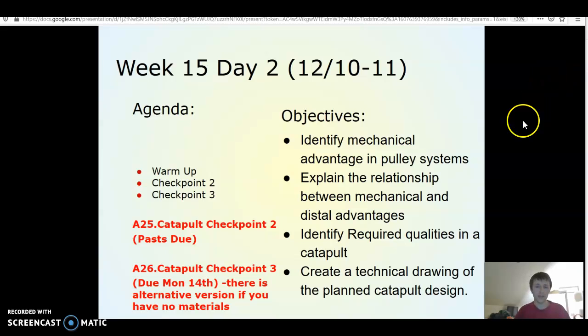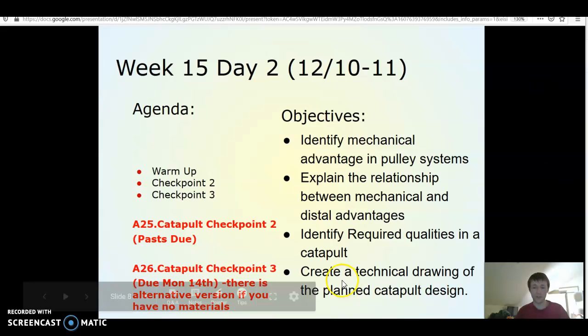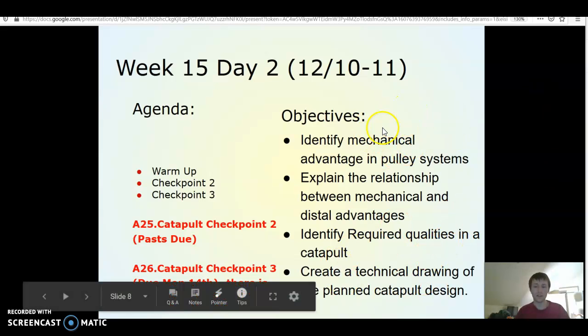Our objectives are that you can identify mechanical advantage in a pulley system today, explain the relationship between mechanical and distal advantages, and identify required qualities in a catapult and create a technical drawing of the planned design. So things we've already talked about and a couple of things with pulleys. So let's take a look at that.